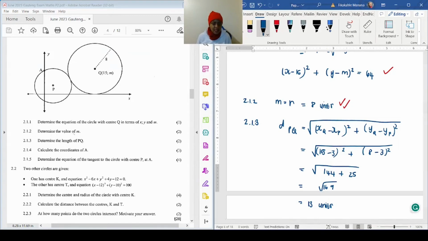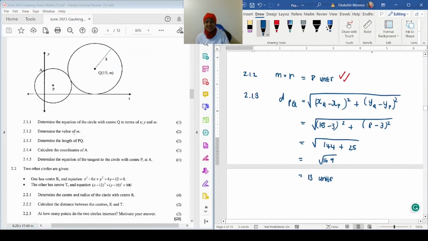Is that what they asked you, the length of PQ? 2 marks. So I guess the 1 mark is substituting into the right equation and then getting the answer. Please don't forget the units, okay? If they were not given, like centimeters or meters or anything like that, just put units.